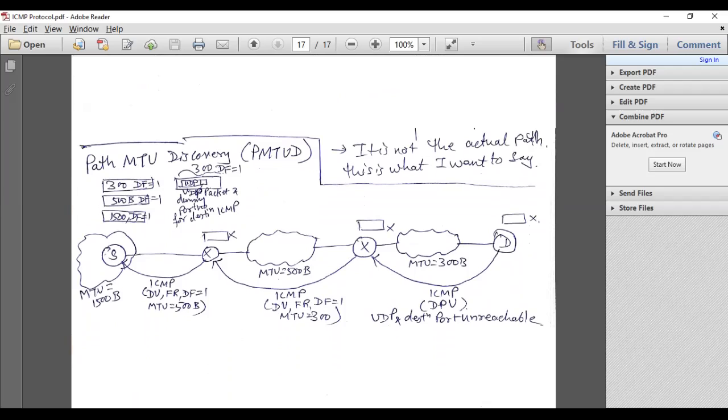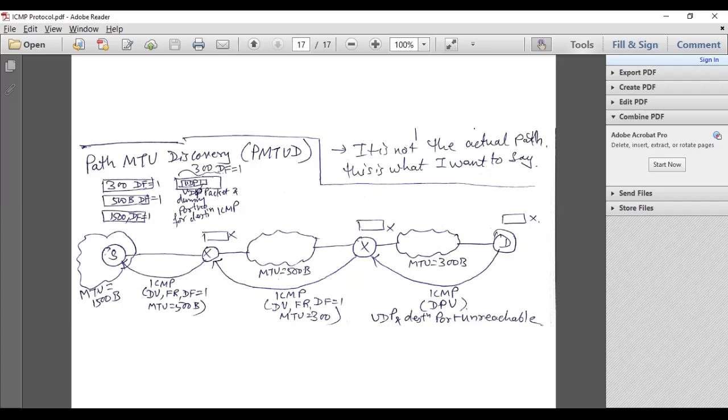message, right? Request and reply sort of thing. What is there inside this: the MTU is 1500 bytes, let's say at the source side. Then the MTU at the intermediate network is let's say 500, and the last one has an MTU of 300, right? So 1500, 500, and 300. When I send the first packet, let's say of 1500 and DF equal to 1, the do not fragment flag is set to 1.